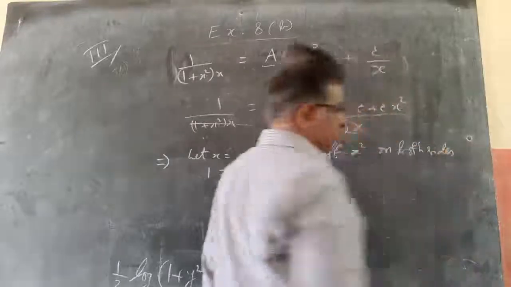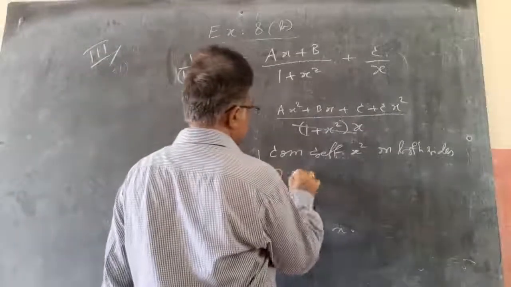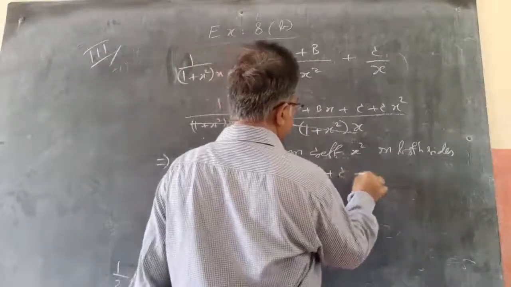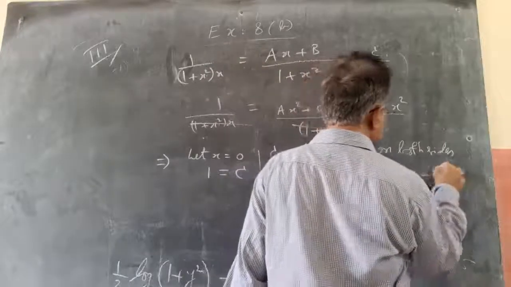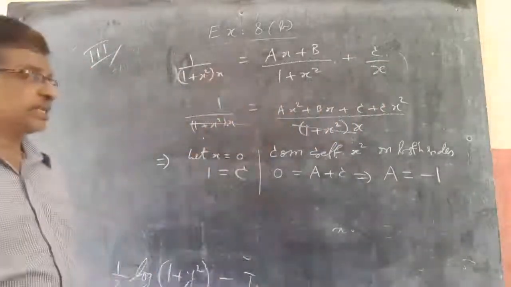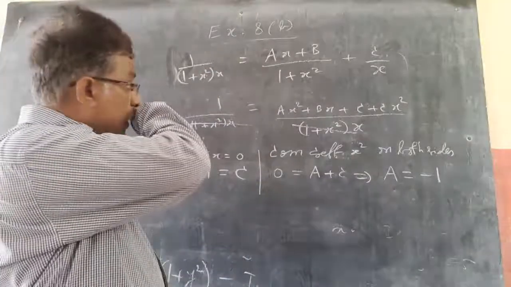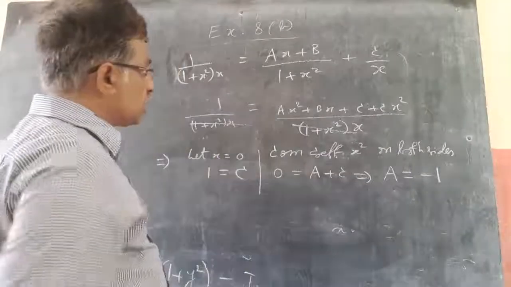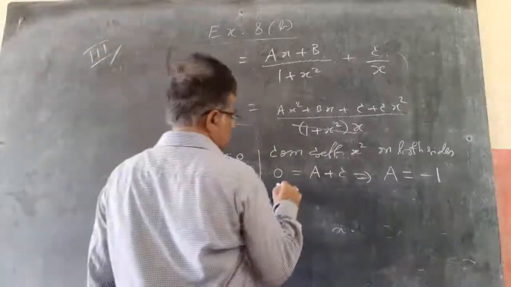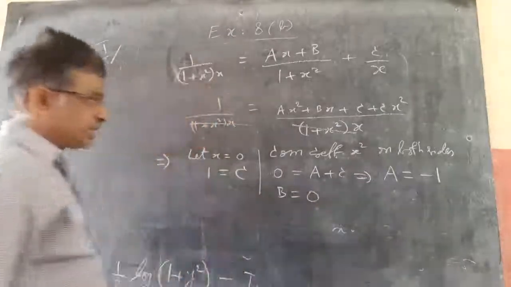Comparing the coefficient of x square on both sides, 0 equals a plus c. The c value we already got, so a equals minus c, that is minus 1. So a equals minus 1. Now comparing the coefficient of x, I can get the b value. The coefficient of x is 0, so automatically b is 0. So b is equal to 0 since the coefficient of x is 0.